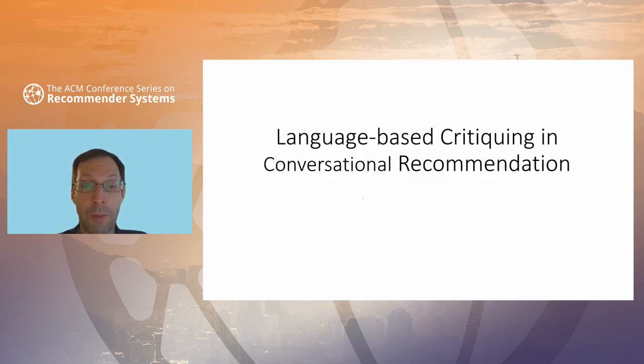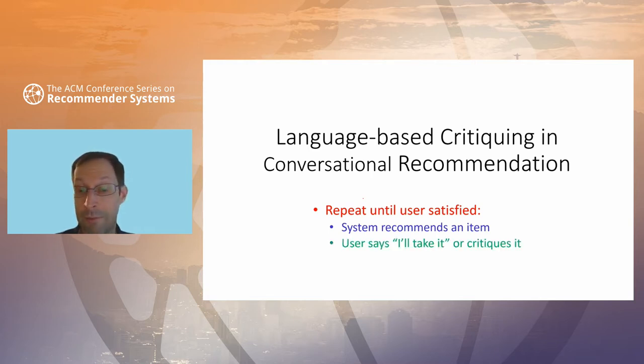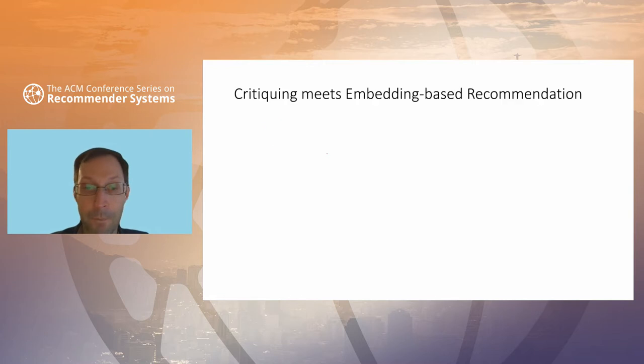Okay, so what's this work about? It's about language-based critiquing and conversational recommendation. The basic loop is: repeat until the user is satisfied, recommend an item. The user either says, that's great, I'll take it, or they don't want it and they critique it, and they use language to critique. Now there's a lot of great work in critiquing using explicit aspects or features of items. In this case, we really want to focus on the language-based aspects. So this work is really all about critiquing meeting embedding-based recommendation.